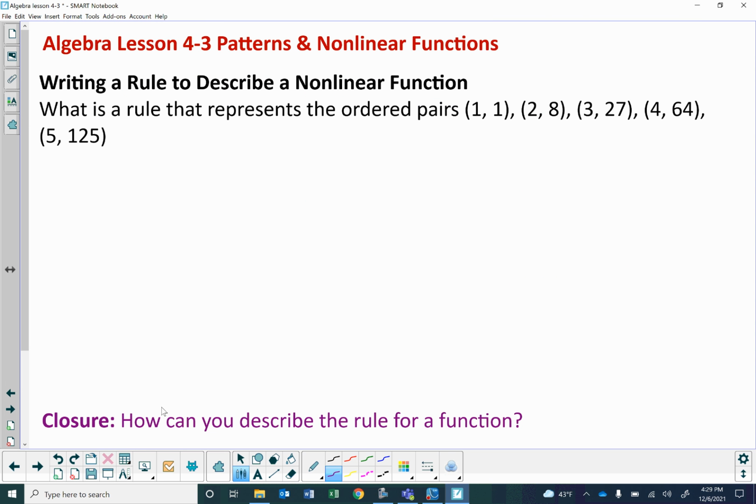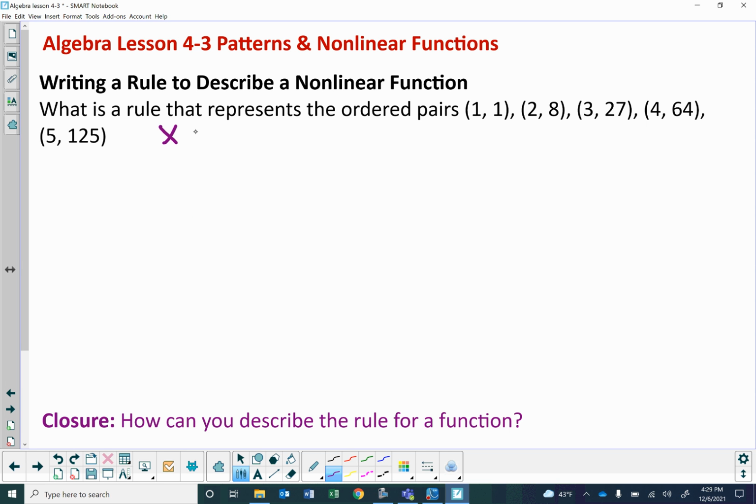All right, writing a rule to describe a nonlinear function. Okay, it's often more difficult to write a rule for a nonlinear function than it is a linear function. This last problem we just did might have been a little bit more difficult to figure out the rule. This one that we're going to do right now may be very difficult to figure out the rule. It says, what rule is represented by the ordered pairs (1, 1), (2, 8), (3, 27), (4, 64), and (5, 125)? So let's make a little table here.